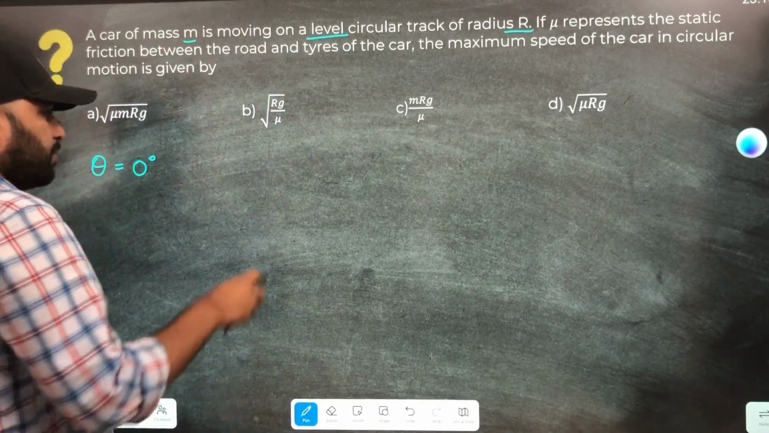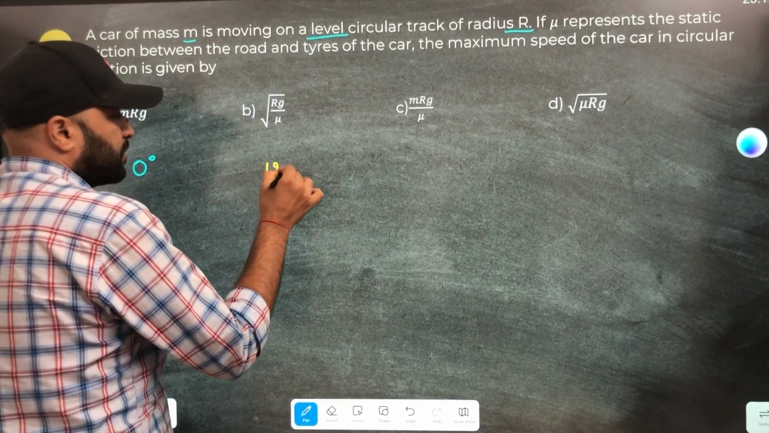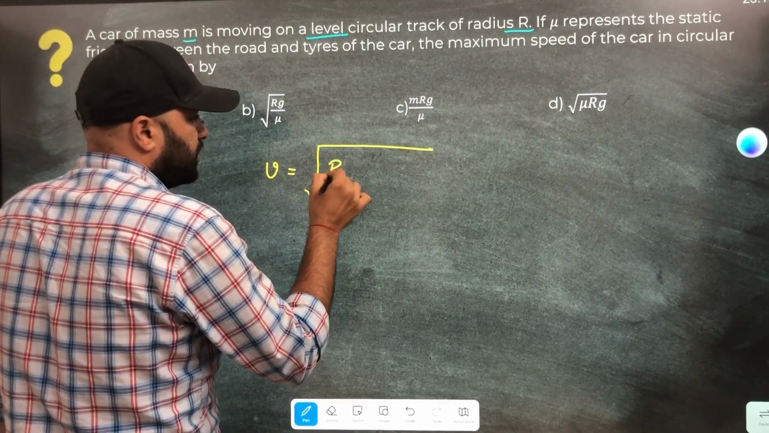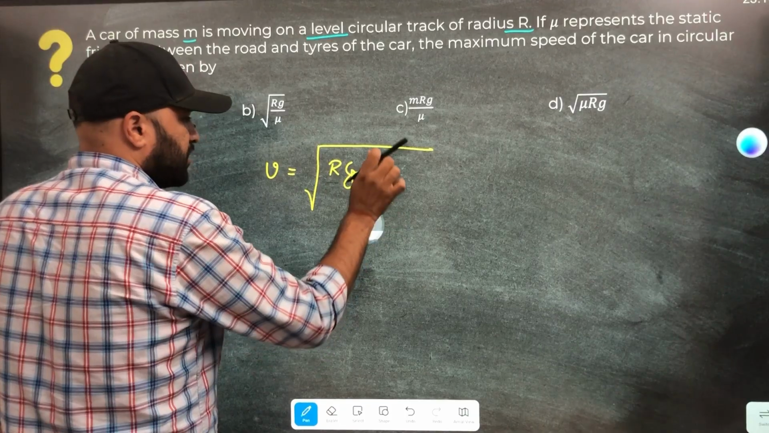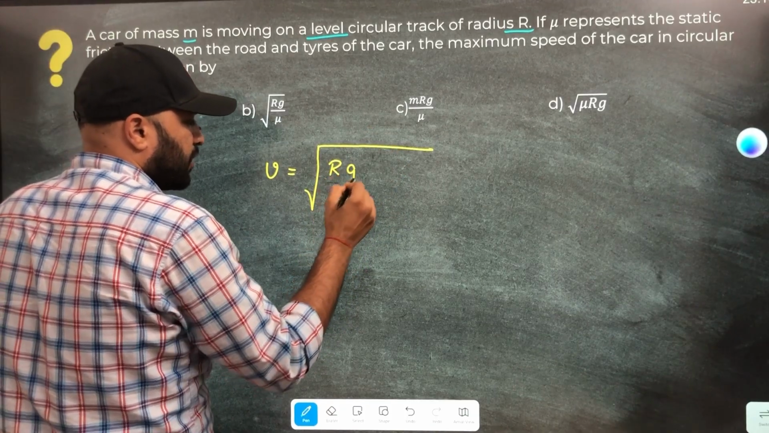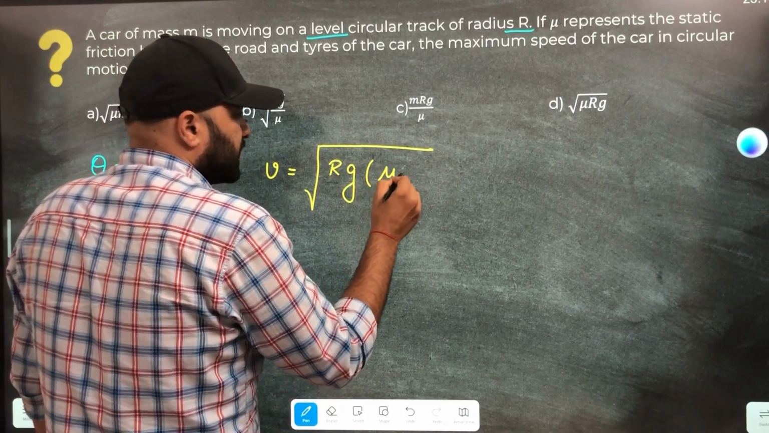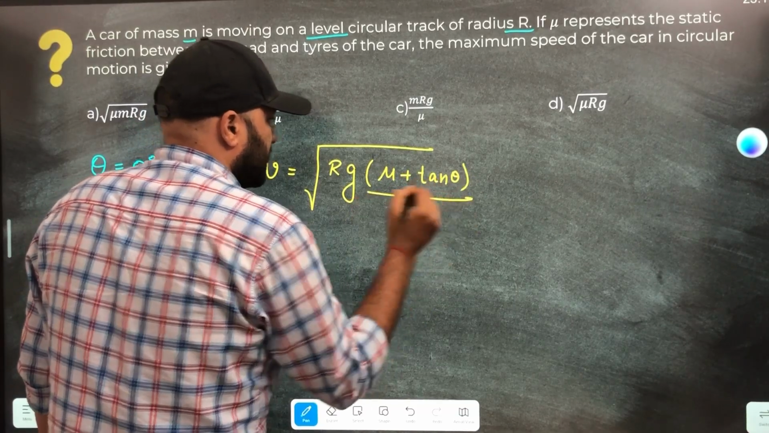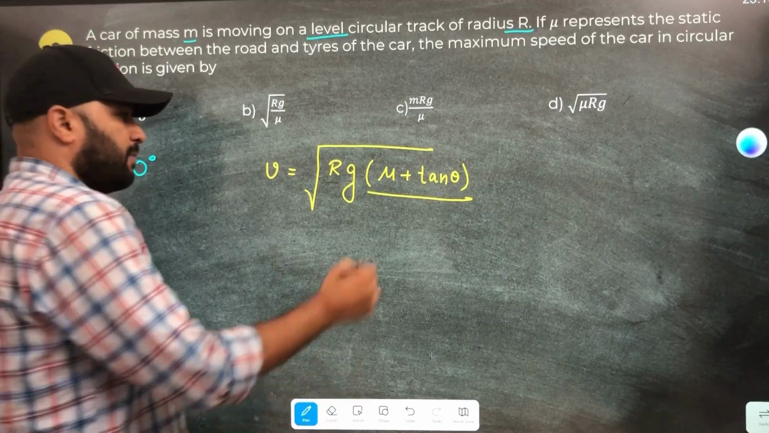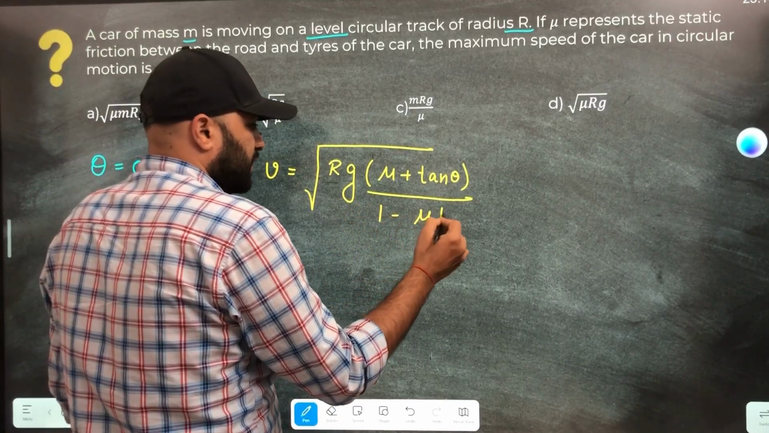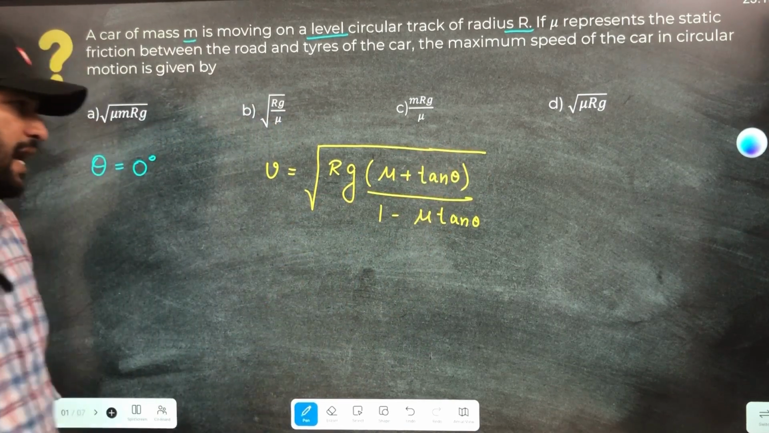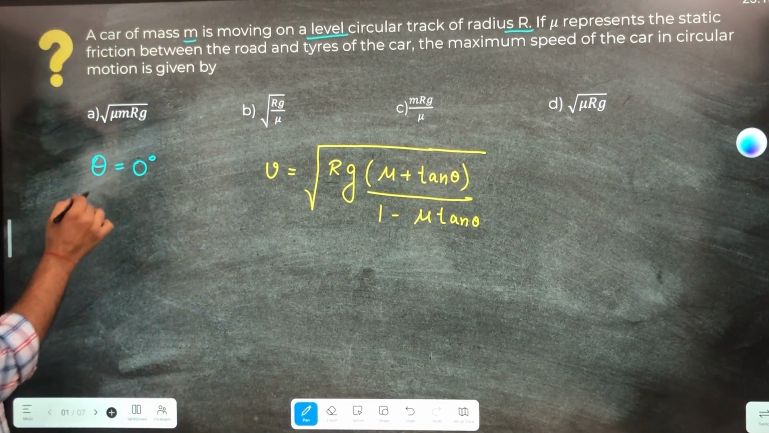And if you remember our previous lecture, I have already given you this expression. Maximum allowed speed will be equal to under root rg, where g is acceleration due to gravity in this case. Here it will be mu plus tan theta, where mu is the coefficient of static friction between the tires and the road, whole divided by 1 minus mu tan theta. Clear? And if it is a level track, tan theta is tan 0 degree.